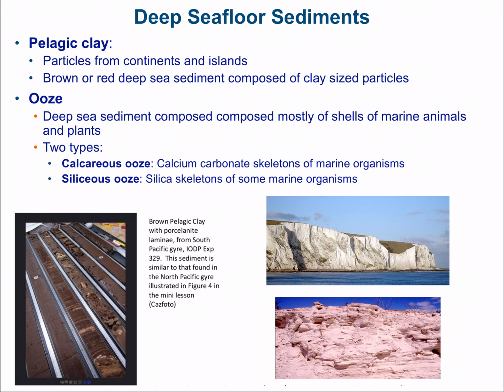Our oozes are going to be our deep sea sediment that's composed mostly of shells of marine animals and plants. And we have two types. We have our calcium carbonate, which is our calcareous ooze, and we have our siliceous ooze. In our calcareous ooze, we have the skeletons that are made up of calcium carbonate. In our siliceous ooze, we have the skeletons that are made up of silica. So the top right is our calcareous, the bottom is our siliceous.